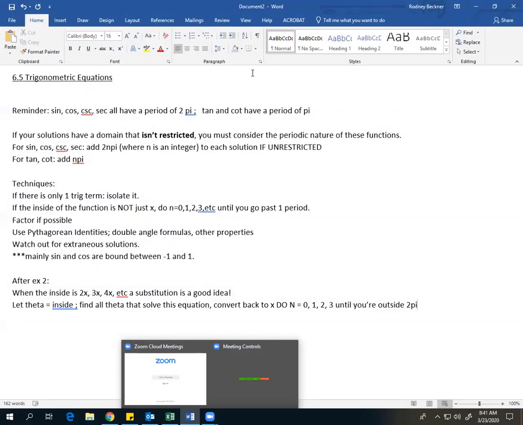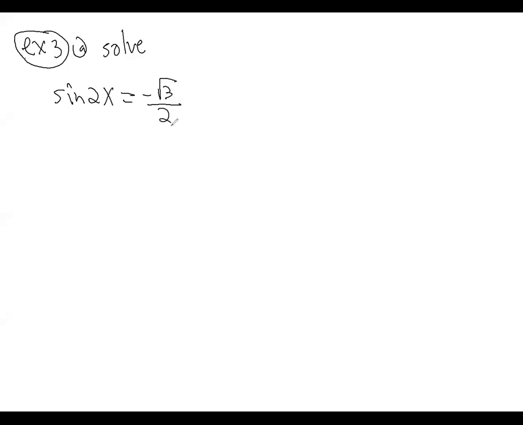Share whiteboard. So example 3, and let's call this 3a. And I'm still going to just say solve. Sorry, I'm trying to find my problem. We got sine of 2x equals negative square root of 3 over 2. Negative square root of 3 over 2.